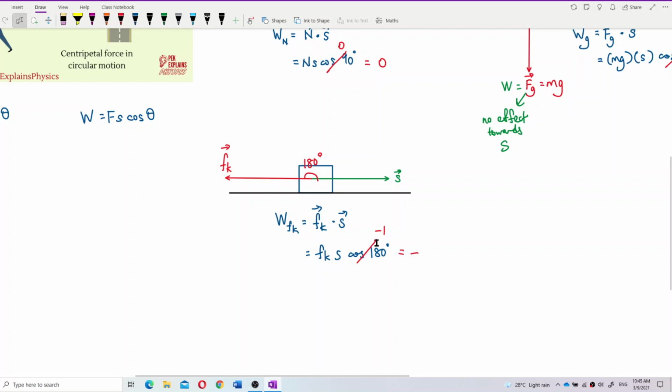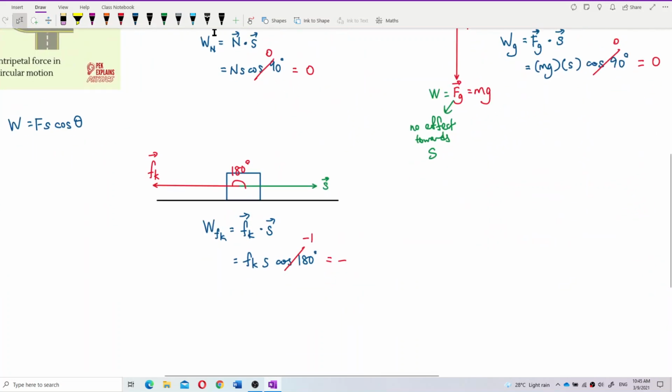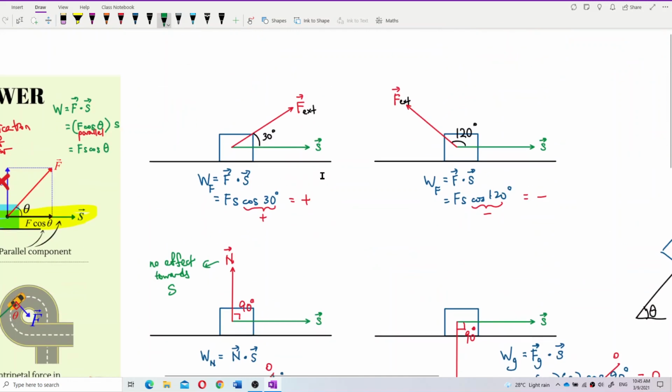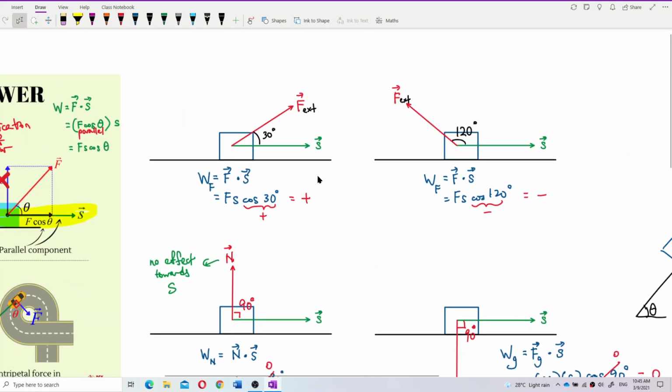And what does negative work done mean? I will explain later on. Normally, negative work done will slow down the object. It will decrease the kinetic energy of the object. But if you have a positive work done, it will increase the kinetic energy of the object.